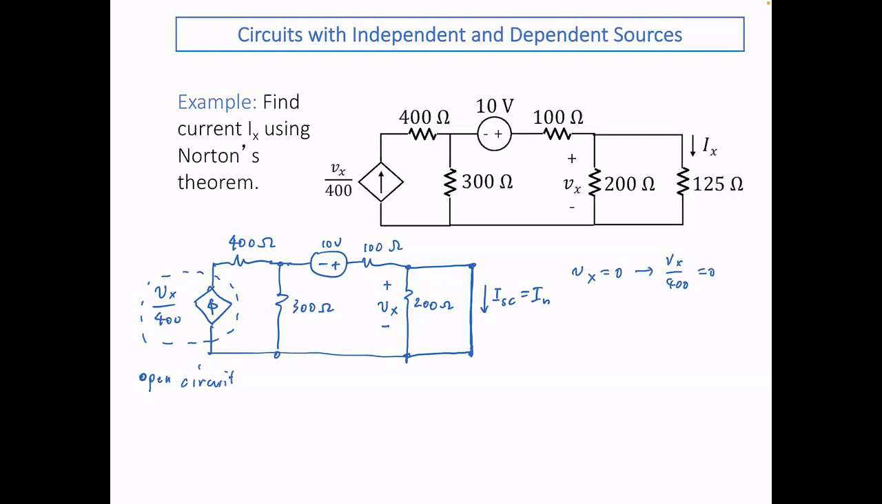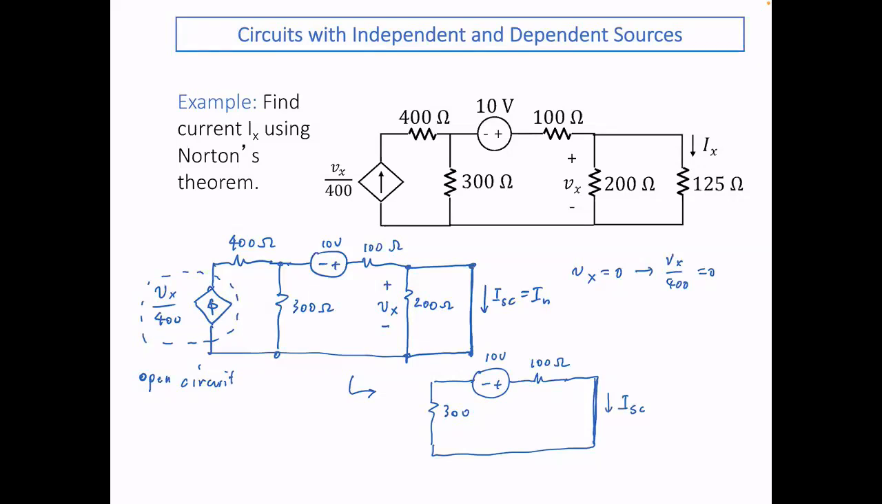Okay, kung open circuit yan, ano na lang yung matitira nating network? Ang matitira na lang nating network, okay, andito yung 300. Andito yung 10 volts. Andito yung 100 ohms. Tapos yung short natin. Okay. This is now our ISC.